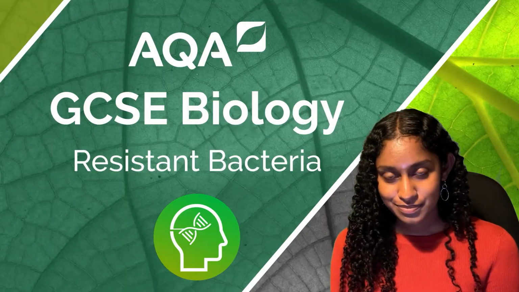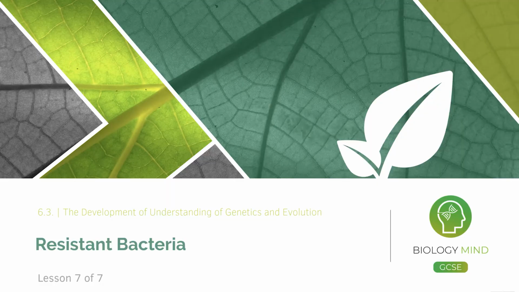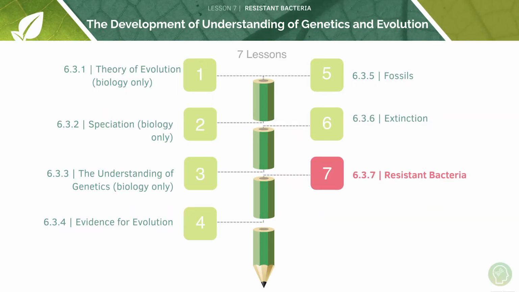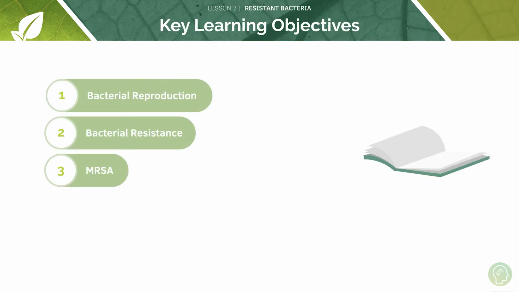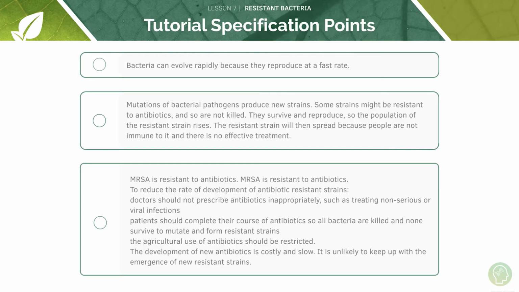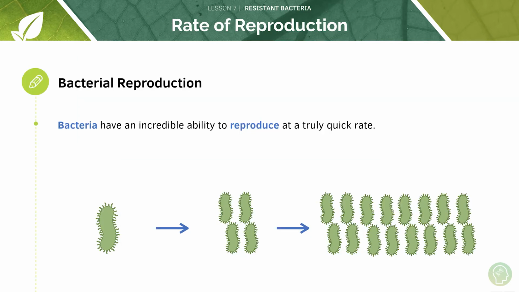So let's get started. Hello and welcome to this tutorial on resistant bacteria. So in today's tutorial we'll have a look at bacterial reproduction, how this can lead to the spread of bacterial resistance, and then we'll look at a case study in terms of MRSA. So these are your specification points, so quite a few here, just go through them at the end and use this as a checklist almost that you can check yourself against to make sure that you've covered everything you need to know for the exam.